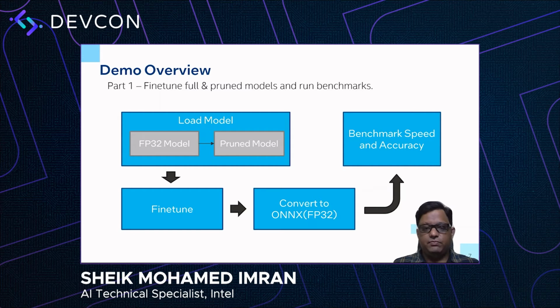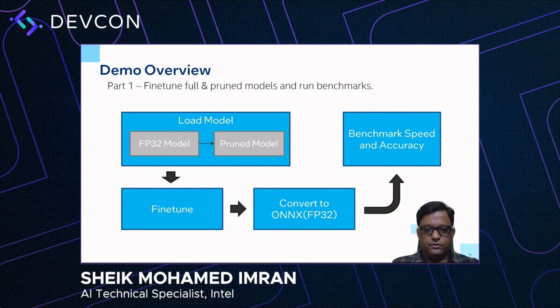And once we've done that, we're going to convert it to ONNX FP32 model for both the full model and the pruned models, right? Then we're going to run a benchmark, which will calculate the speed of inference and the accuracy of these two models, so that we get a perspective on how good or bad these models are, both the full and pruned models, in terms of the speed and accuracy.